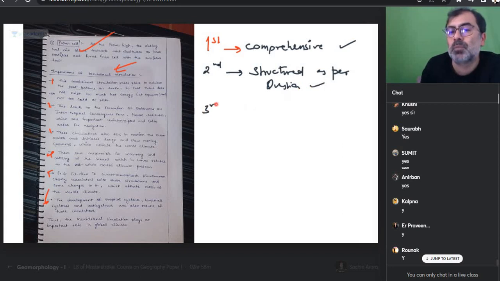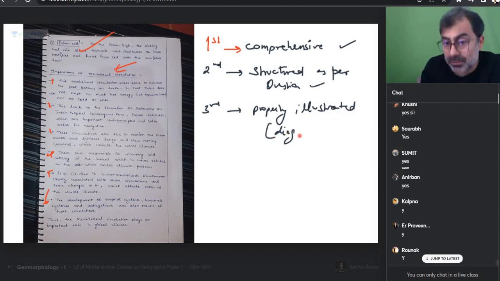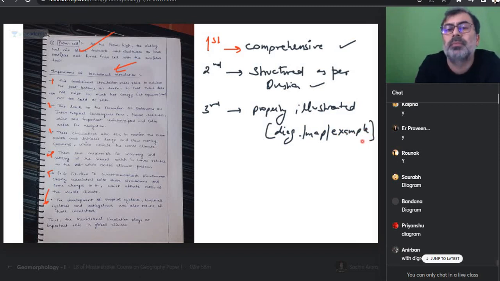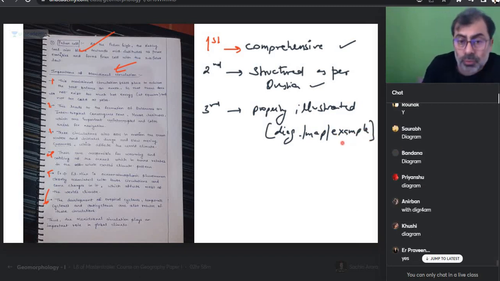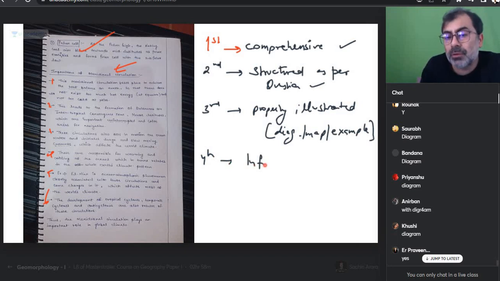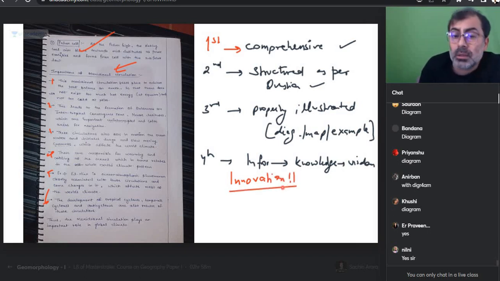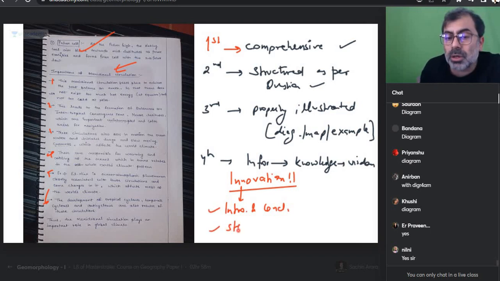Second part is answer should be structured as per the question. वो भी ठीक है. Third is answer should be properly illustrated. What do I mean by illustrated, everyone? Diagram if needed, map if needed. If you don't have diagram or map, even an example will do. That is illustration. Correct? Fourth one is it should have information which is digested into knowledge and wisdom. ये कहां पर आता है? Now this is innovation. ये अभी बहुत इस आंसर में नहीं है. Innovation. This can specially be introduced in introduction and conclusion. This can also be introduced in the structure of the answer.